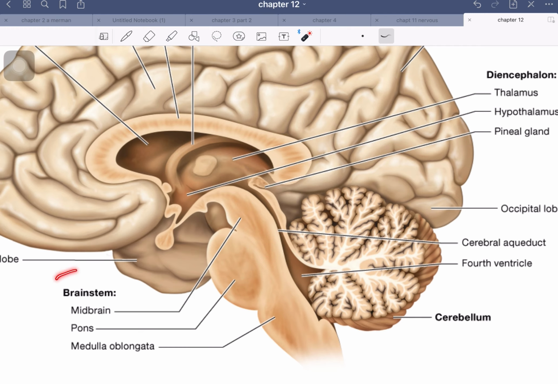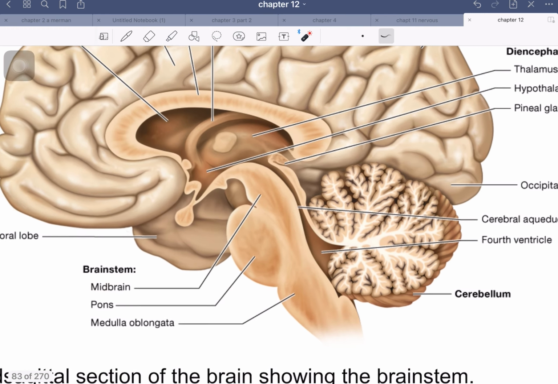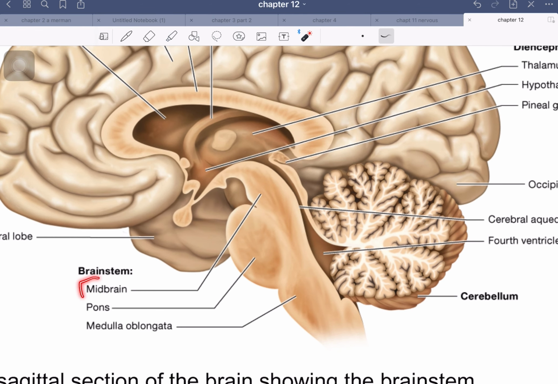Now let's talk about the brainstem. The brainstem is one of the oldest parts of the brain, and it's made of 3 parts: the midbrain, the pons, and we can see the pons here, it bulges out, and the medulla. The medulla is this portion, and the medulla ends at the level of the foramen magnum where the spinal cord begins.